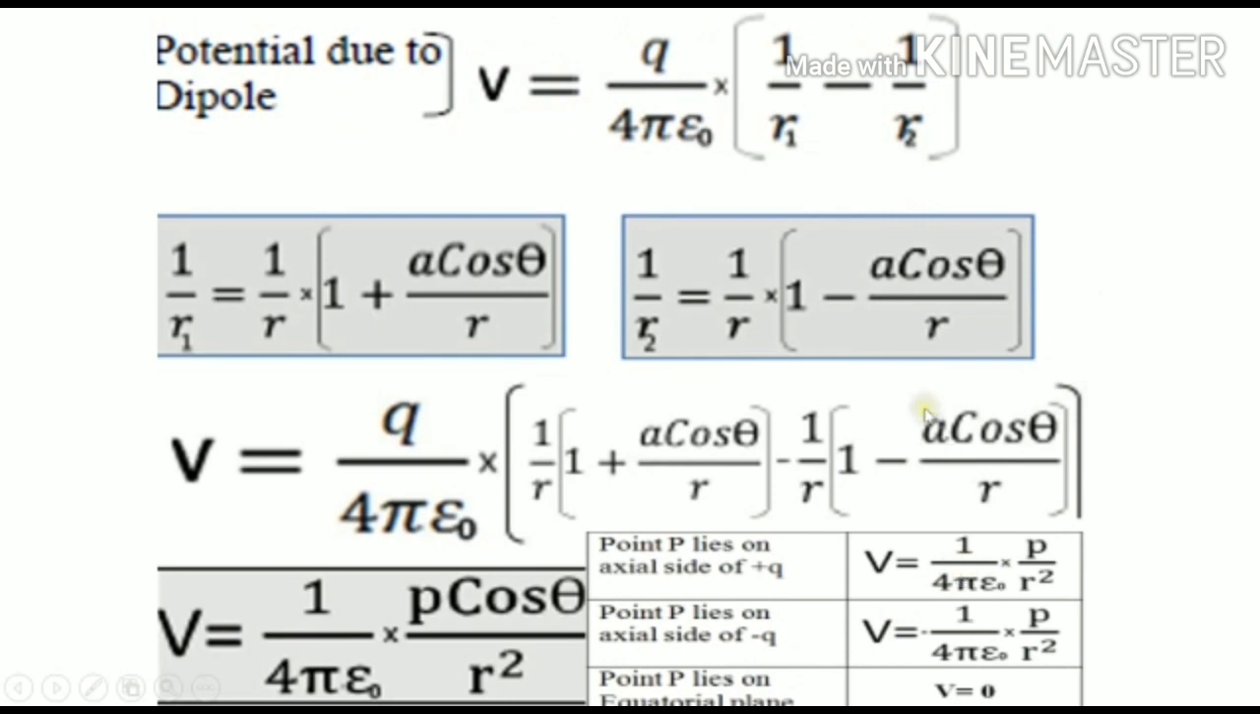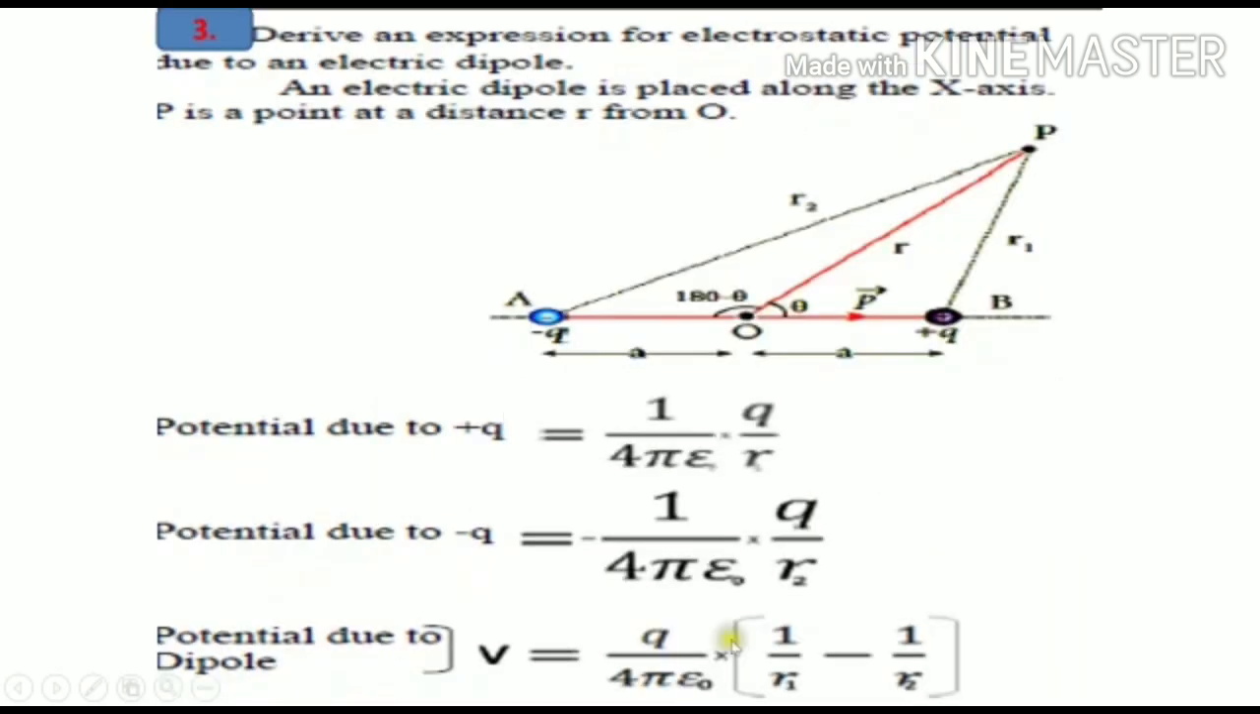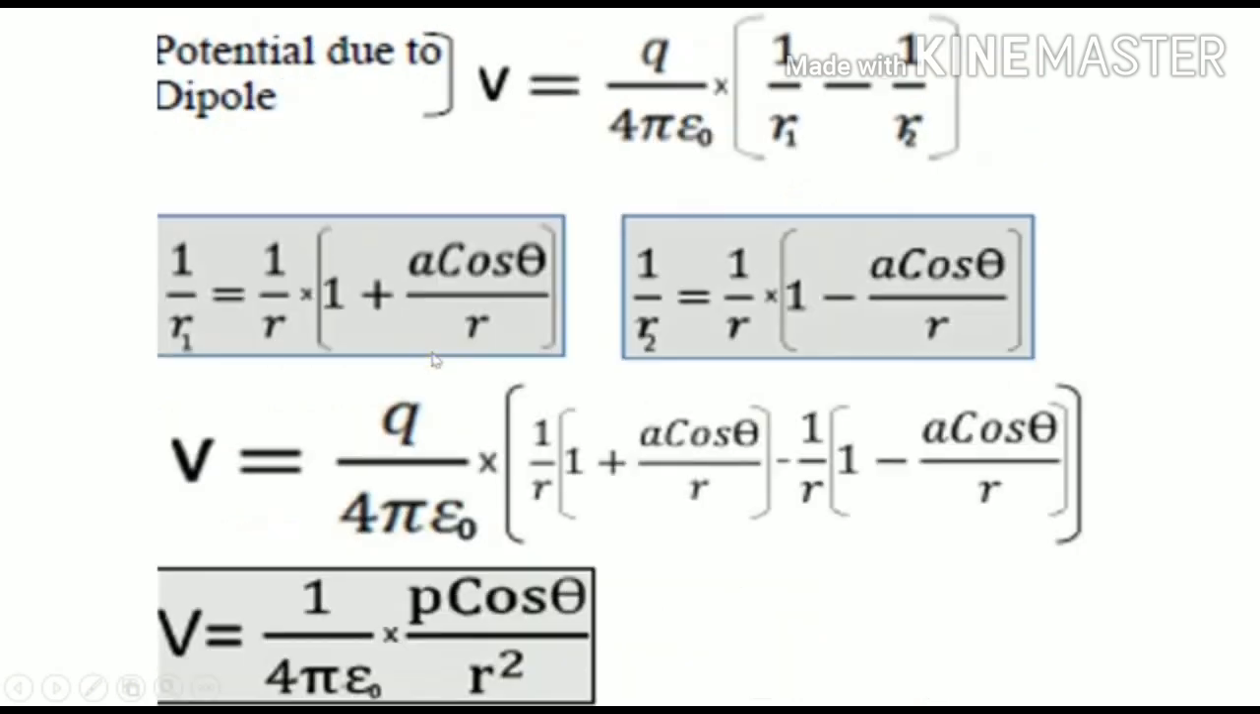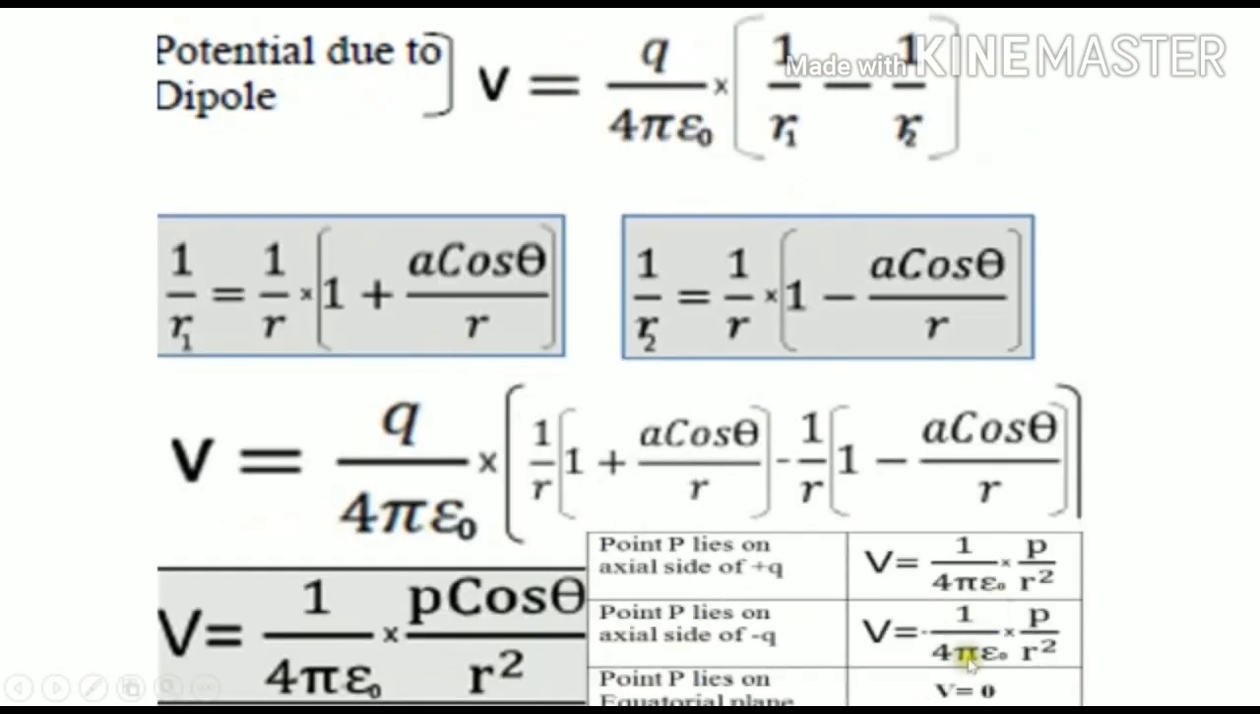So the angle theta is 0, then cos 0 is 1, so we can write it as 1 by 4 epsilon 0 into P by R square. If the point P lies on the other side, then the formula becomes 1 by 4 epsilon 0 into P by R squared with a negative sign, since cos 180 is minus 1. So instead of theta you write 180, and the formula becomes minus 1 by 4 epsilon 0 into p by r square.